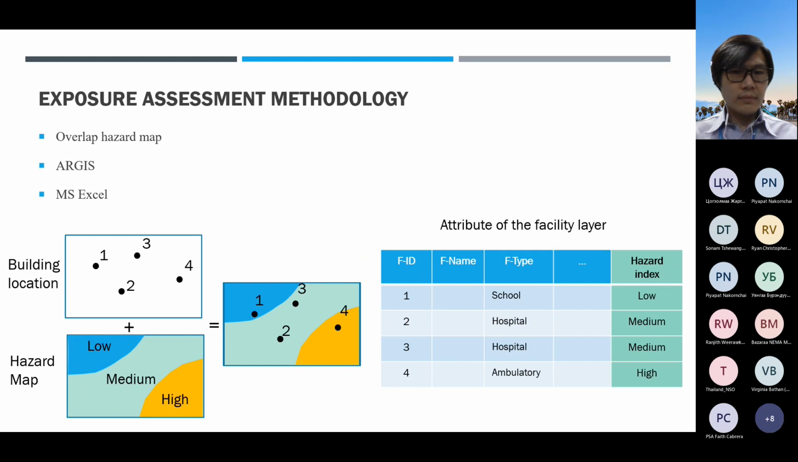In terms of the exposure assessment methodology, in order to assess exposure, we first overlapped all the hazard maps. Then we layered each element's location on the map and calculated using ArcGIS. After that, we exported all the calculated data of the elements to the Microsoft Excel program, processed it, and identified the level of the exposures.